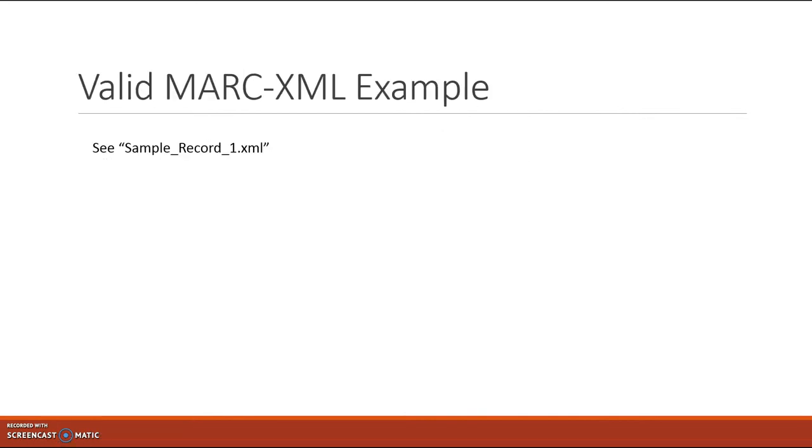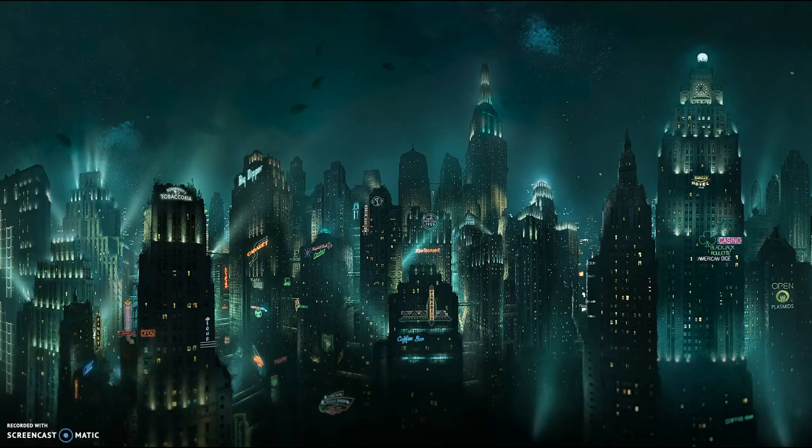So let's take a look at an example. This example is a pretty brief record, but it has a lot of good fields, and it is well formed and valid within the MARC XML schema. So this will be a great reference for this lecture, as well as some other assignments and other parts of this course. So right now, let's take a look at this record.